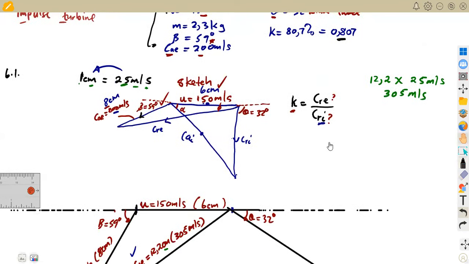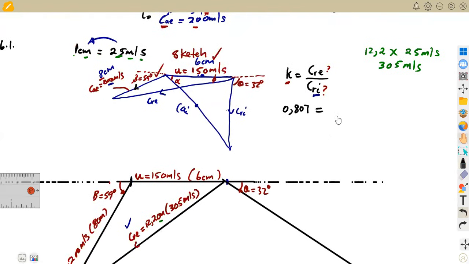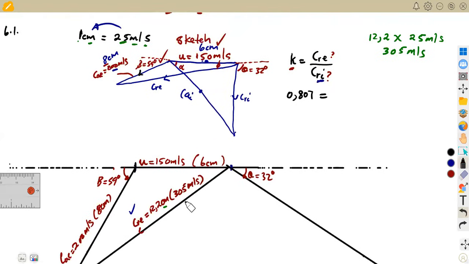0,807. So we have 0,807 is equal to the exit velocity, that is the relative exit velocity, which is the one we obtained from drawing the diagram here. We obtained the value that is 305. So we are going to have 305 over the inlet relative velocity. That is the one we are supposed to calculate because we need this inlet.